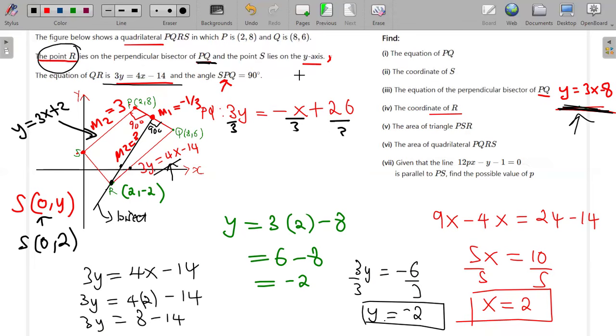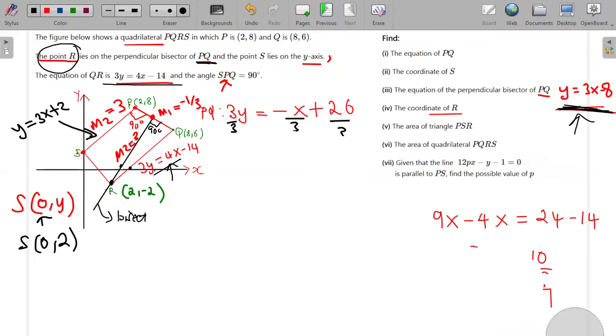Okay, so the other question was to find the area. We are finding the area of what? The question says find the area of the triangle PRS. So P is there, R is there, and then S. I'm trying to find the area of this guy here. You've seen the area that I'm finding, this guy here. That's the area that I'm trying to find.